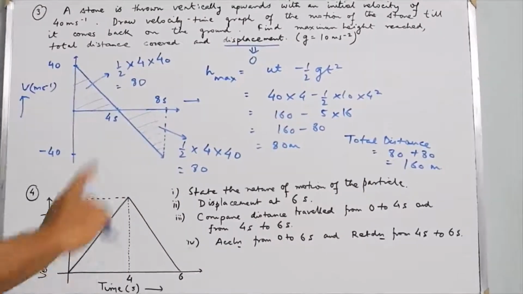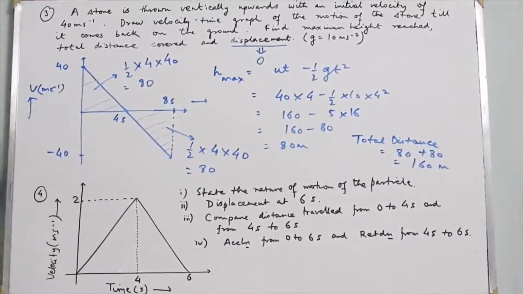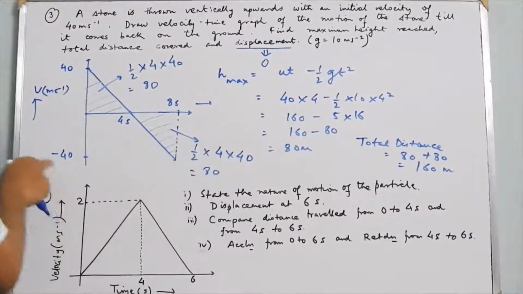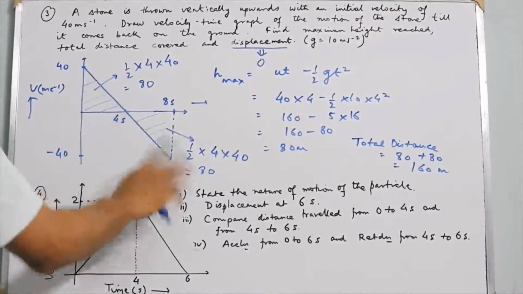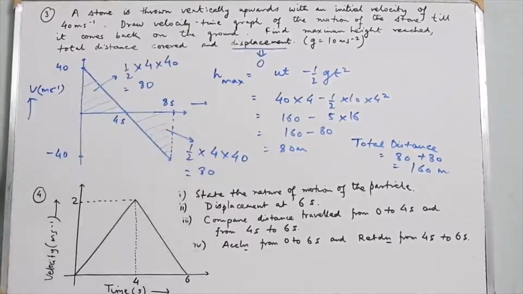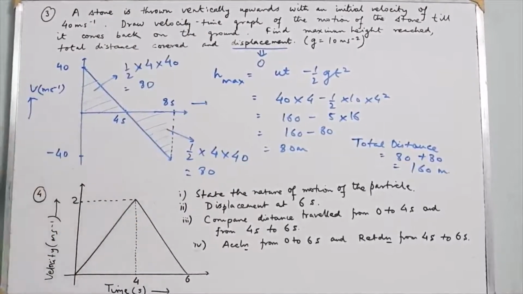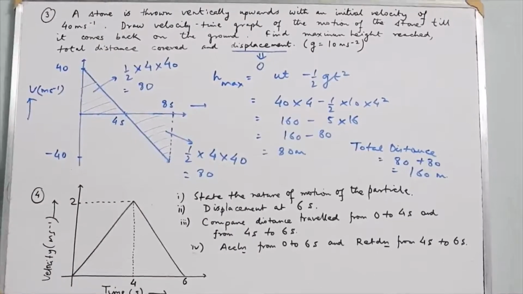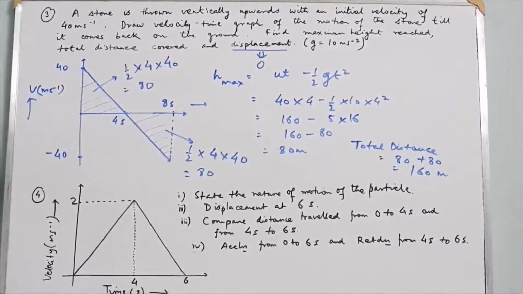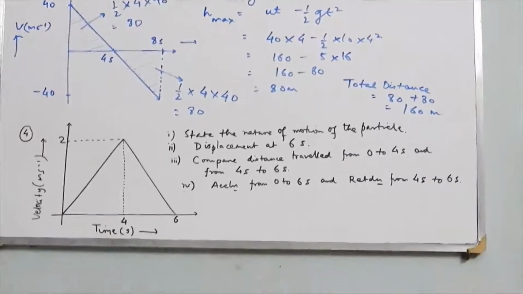But when you are calculating the displacement, you have to take half into 4 into minus 40, which will give you minus 80. And so 80 minus 80, the displacement will be 0. So this is another alternative way of calculating the net distance and the net displacement also. So let us move on to the second question, in fact.